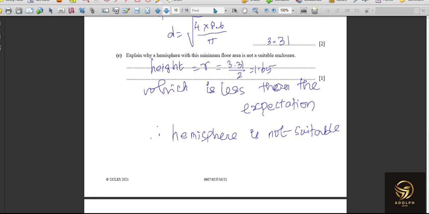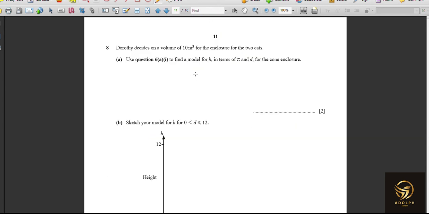Next one is Dorothy decides on a volume of 10 meter cube for the enclosure for the two cats. Use question 6a1 to find the model for H in terms of pi and d. So the 6a1 model is pi d square H divided by 12, and they said that volume is equal to 10, so we'll equate this with 10 and find the model. So H is equal to 12 into 10, it is 120, divided by pi d square.